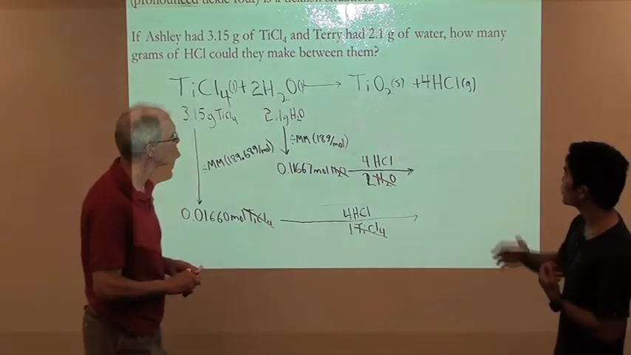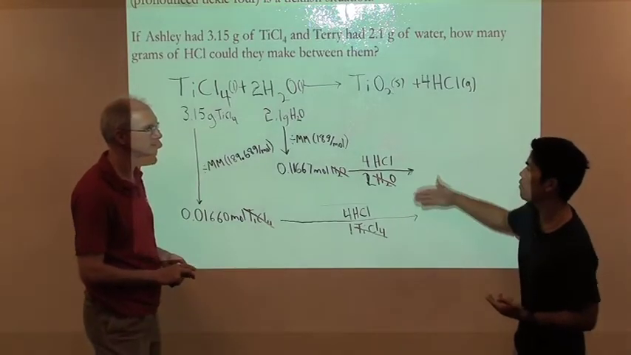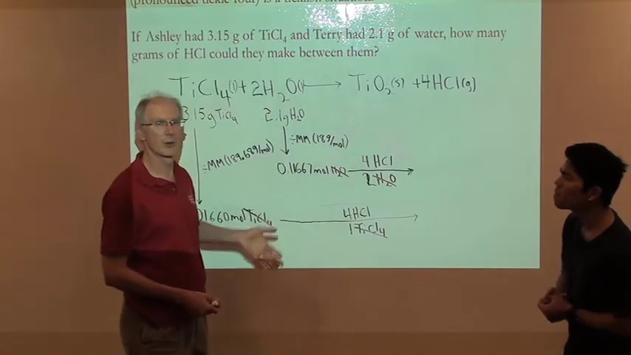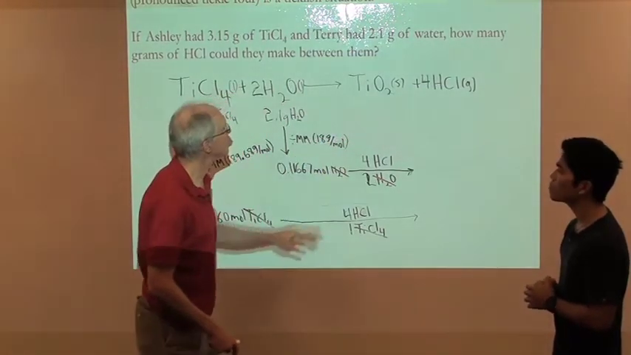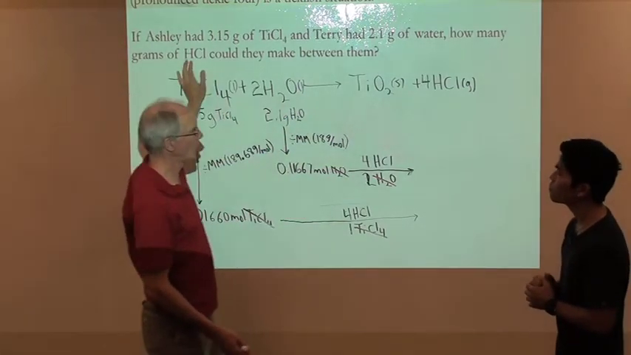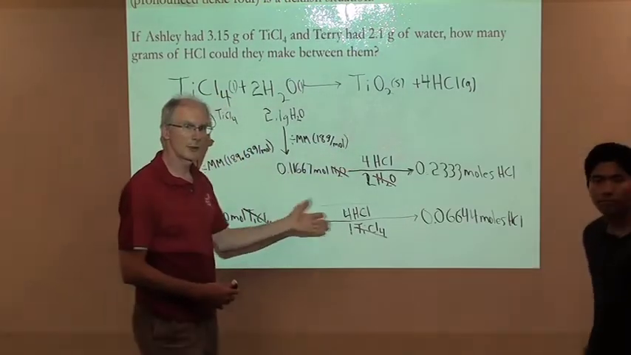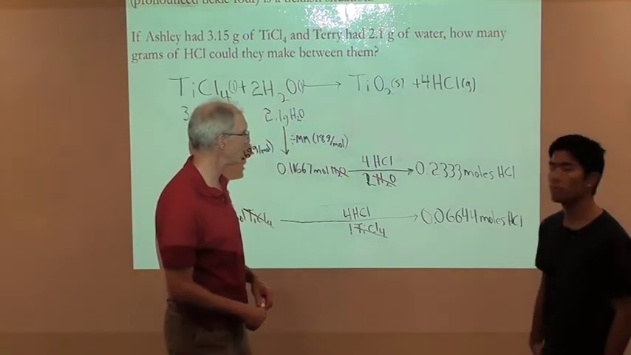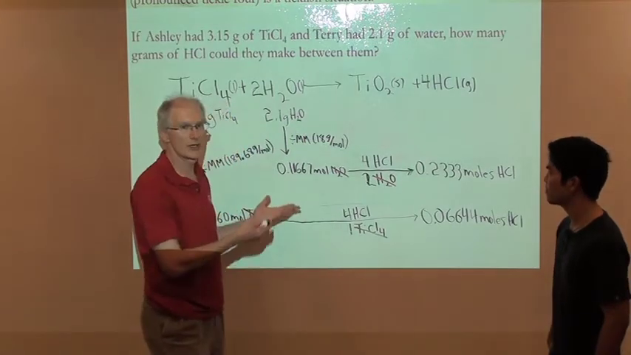Okay. But Dr. Godes, we have two products here, so how do you choose which product you want to convert to? Well, in theory, you could do it with either one, right? It would work if you calculated for either one. But since the question asks how much HCl we're going to get at the end, it's more convenient to use the HCl. So we multiply through, we get 0.06644 moles of HCl, 0.2333 moles of HCl, depending on which one we started with.